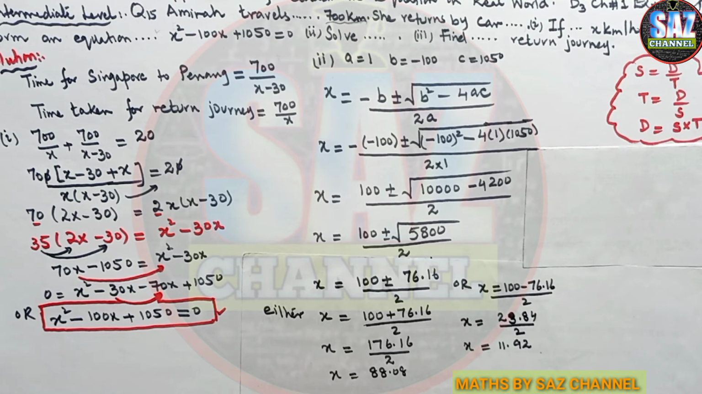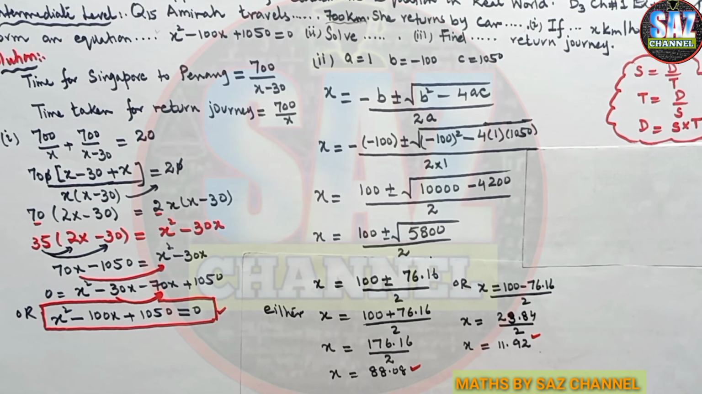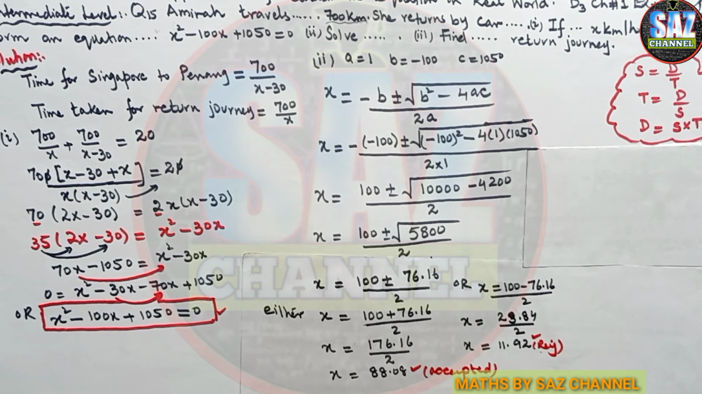If we look at both the roots, we can see that both the answers are positive. Now, which answer do we have to accept and which answer do we have to reject? As the speed of the car is 30 kilometers per hour, the value of x has to be greater than 30. So this will be the rejected answer, and this will be my accepted answer. This is the reason that we are accepting x equals 88.08 as the correct answer.